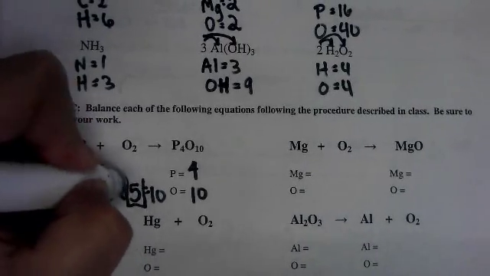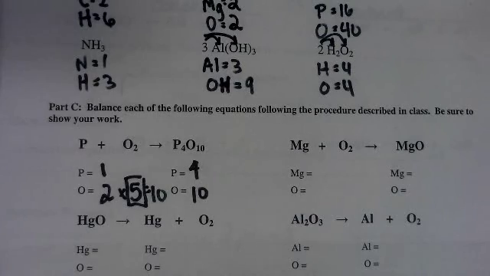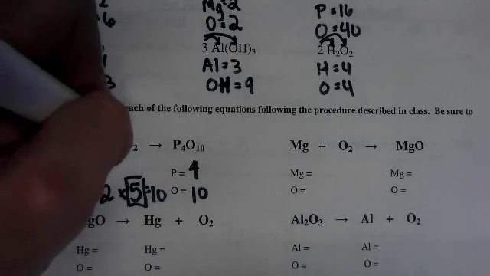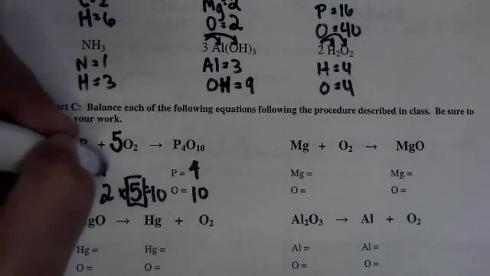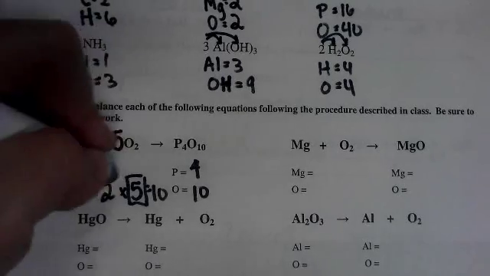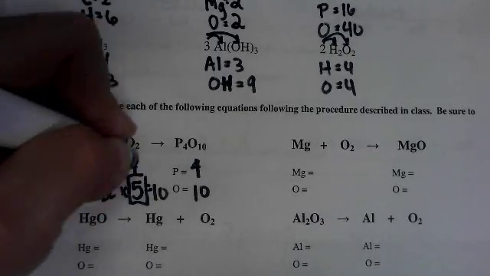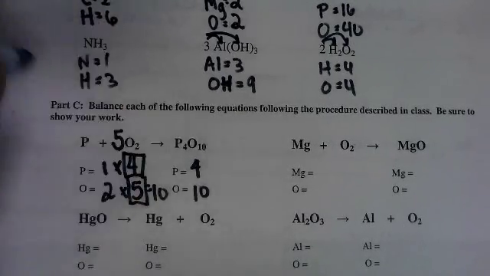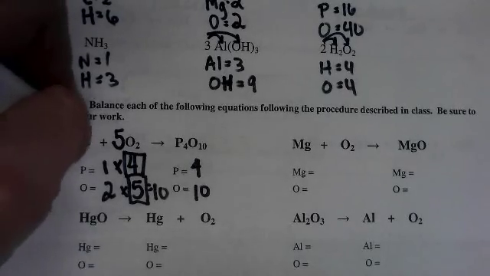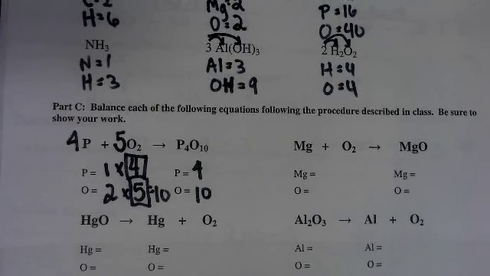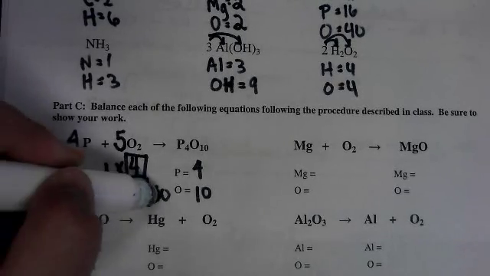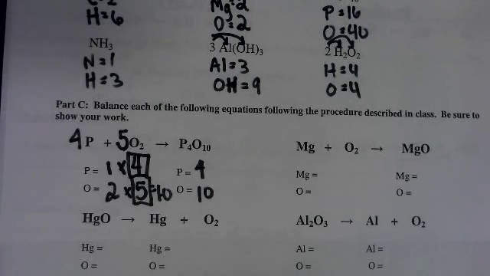Put a square around this. That's your coefficient. And that goes up in front of your oxygen. I have 1 phosphorus and 4 over here. I'm going to multiply this one by 4. And I'm going to put my 4 over here. And now we've got 4, 10, 4, and 10. It is balanced.